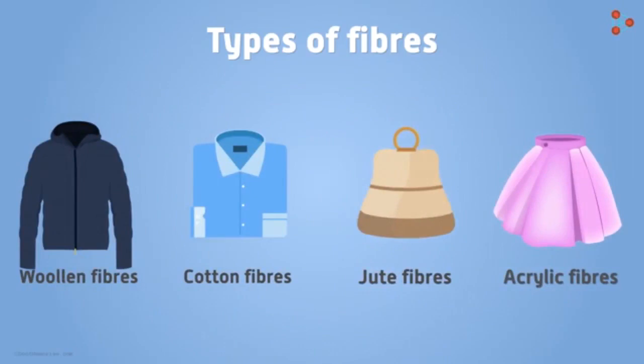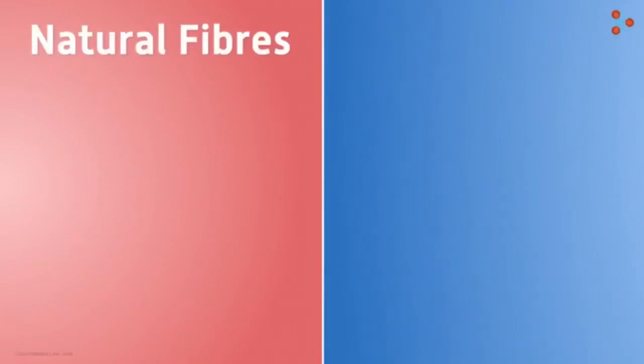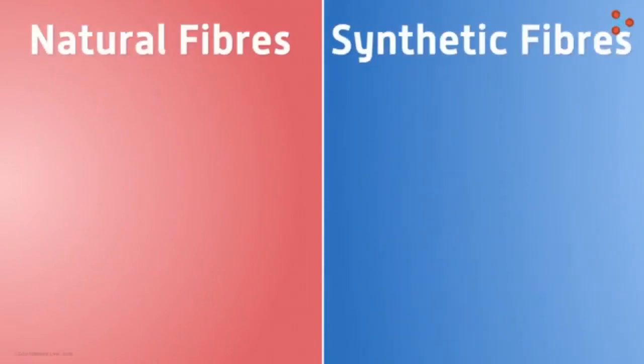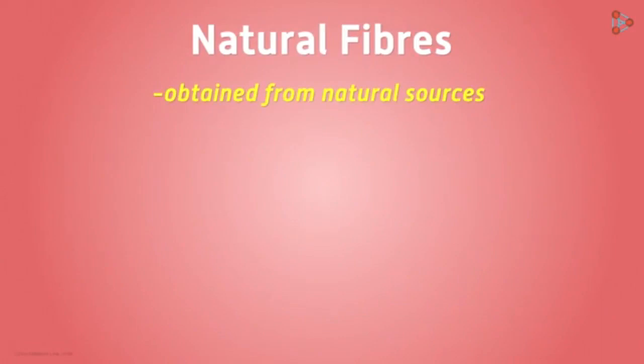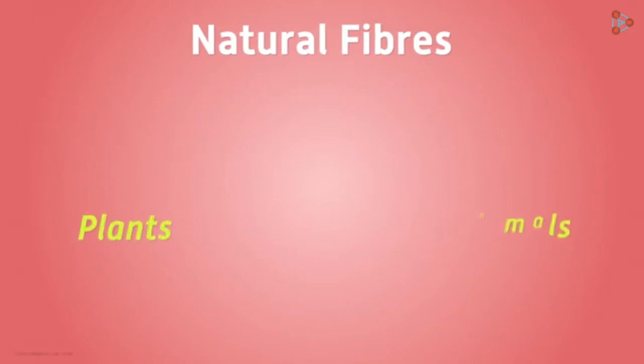For our simplicity, we divide fibers into two major categories. One category is natural fiber and the second category is synthetic fiber. Natural fibers, as the name says, are obtained from natural sources. So what could the sources be? Needless to say, the sources would be both plants and animals.